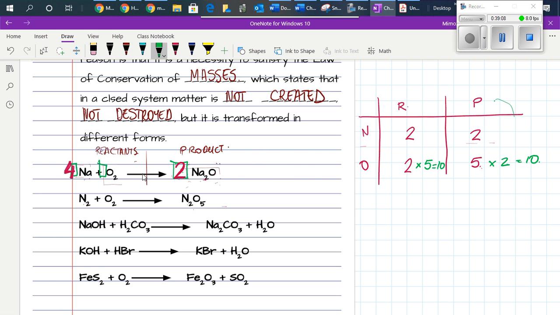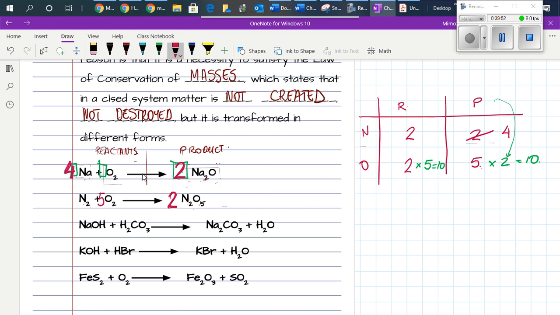See what I mean by this? On the product side, the compound that has oxygen in it will be multiplied by 2, or we add a coefficient of 2. And then the compound that has oxygen on the reactant side will have a coefficient of 5. So now oxygen is balanced: 2 times 5 is 10 and 2 times 5 is 10. However, by adding this 2 on the product side, we are making nitrogen here a 4 because 2 times 2 is 4.